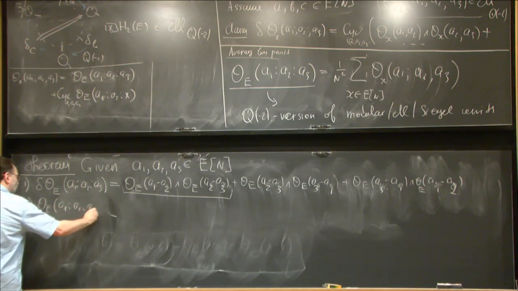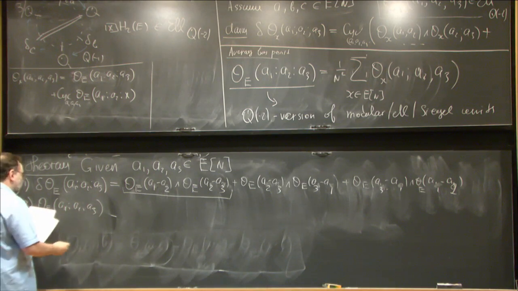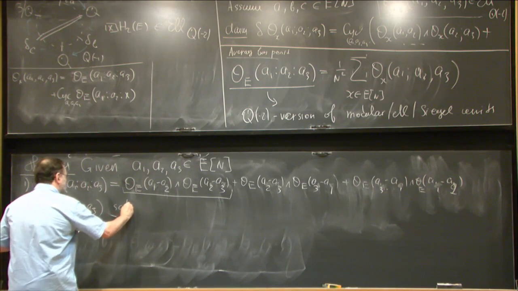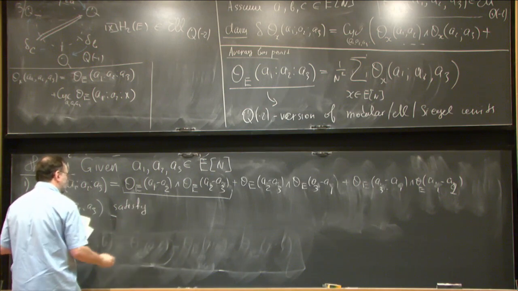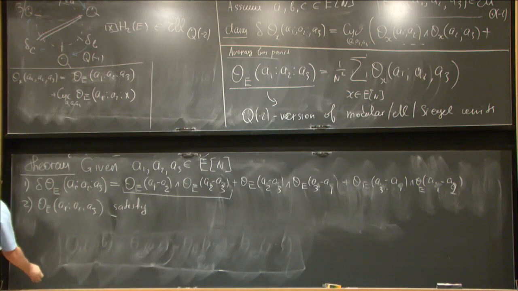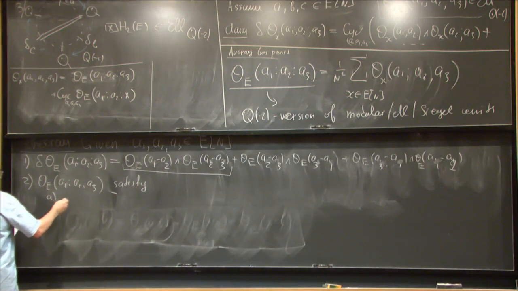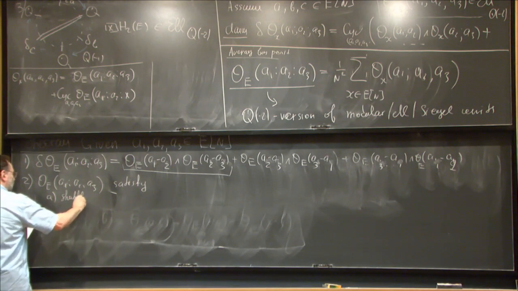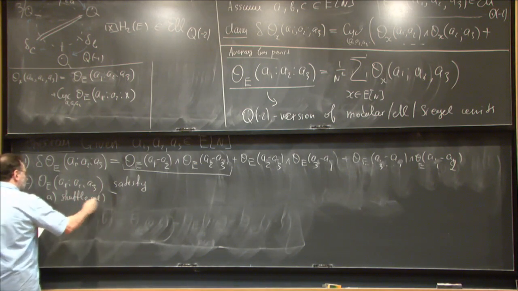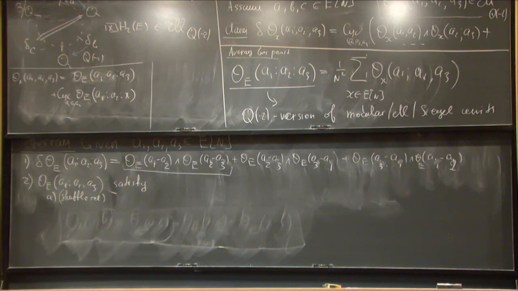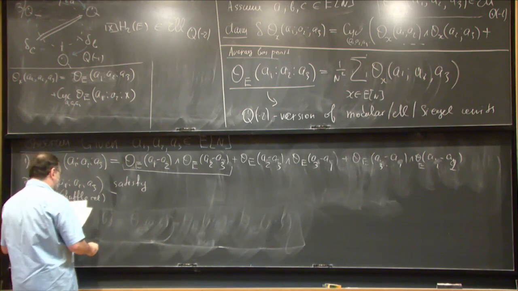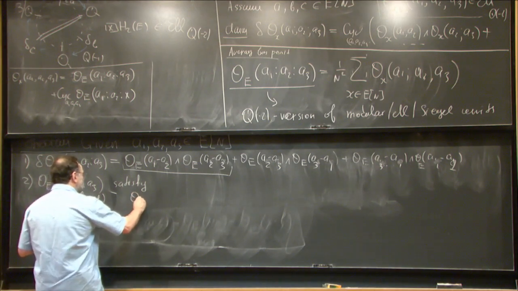satisfy some relations, some easy relations. So the relations are, first of all, what are called shuffle relations. You will not see anything shuffled, just to keep some kind of broader point of view on this. But what you will see is that they're just skew symmetric.